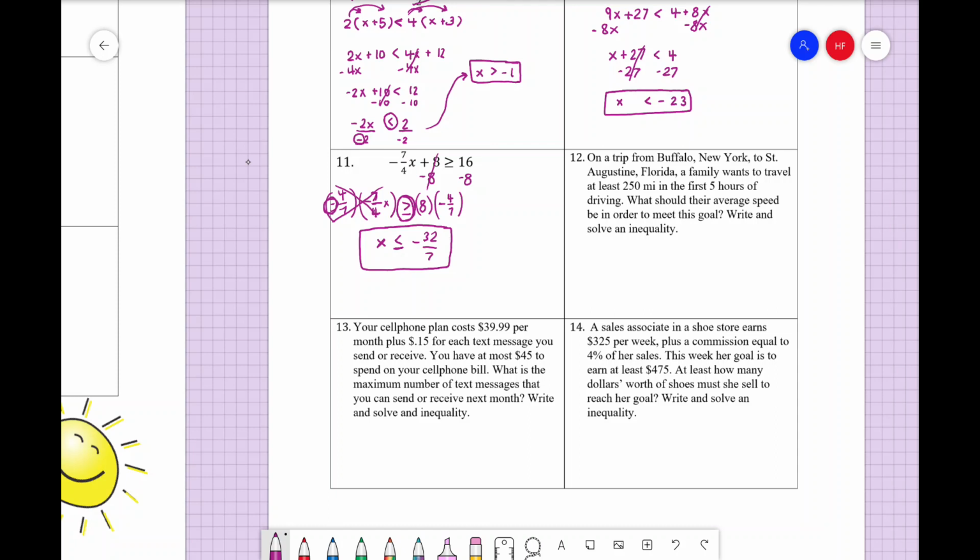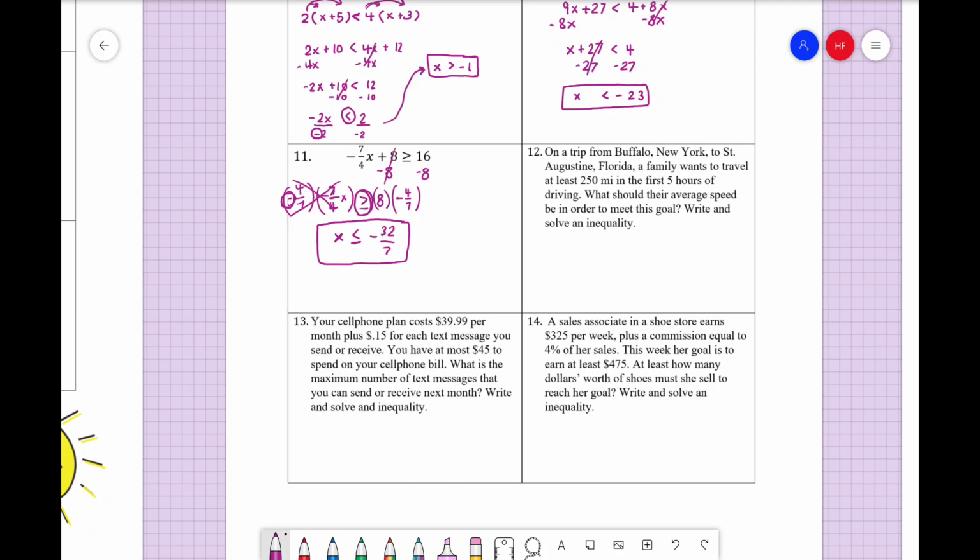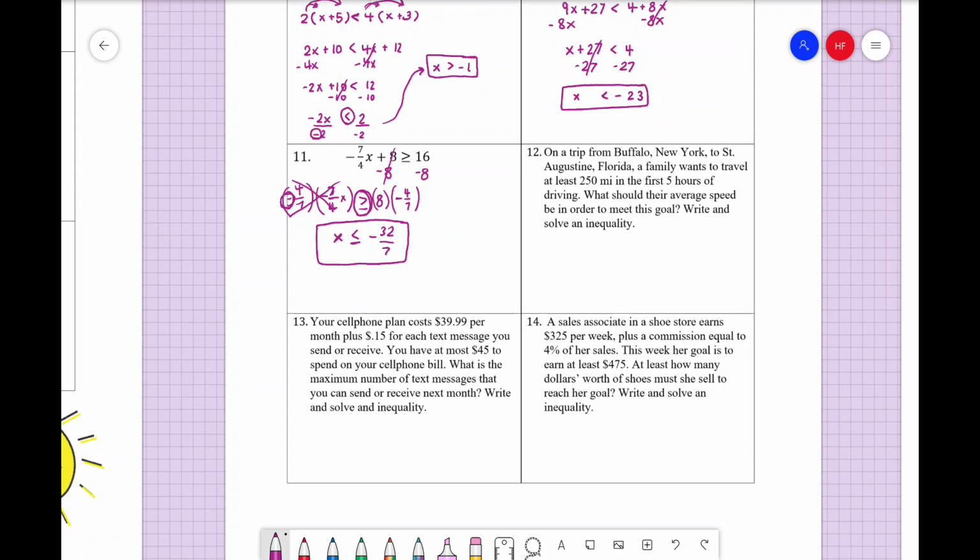Now we got a couple of word problems. On a trip from Buffalo, New York to St. Augustine, Florida, a family wants to travel at least 250 miles in the first 5 hours of driving. What should their average speed be in order to meet this goal?